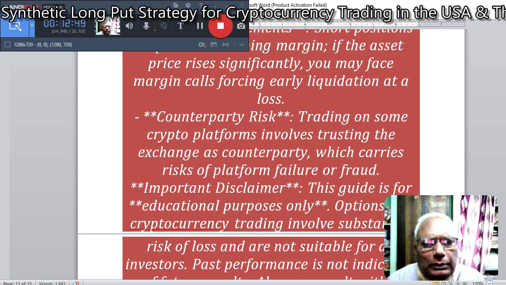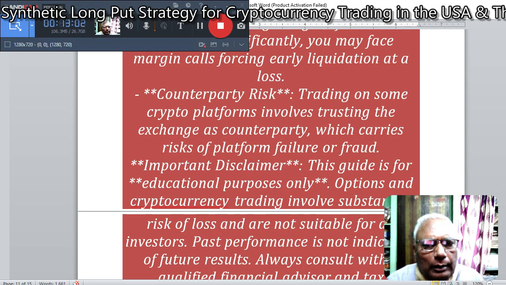Counterparty risk: trading on some crypto platforms involves trusting the exchange as counterparty, which carries risk of platform failure or fraud.